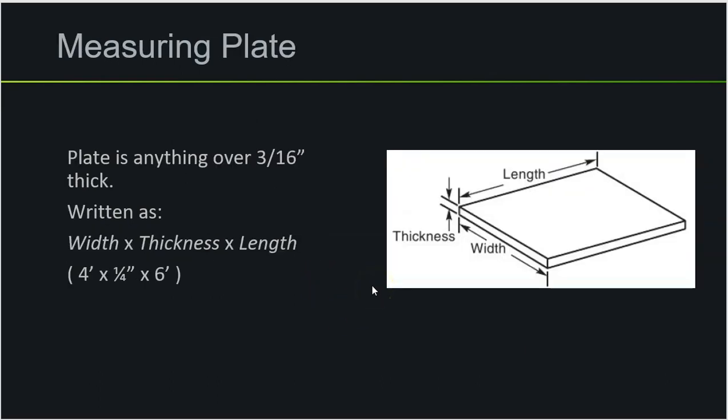And so how we measure this is we find the width, and then we measure the thickness, and then the length. Typically I've always seen the shorter side is considered the width, and then the longer side is considered the length. Here we have an example where the width in this case would be 4 feet, the thickness is 1/4 of an inch, and then the length is going to be 6 feet. Plate steel normally comes around this size. It can come a little bit smaller, but not too much smaller. This is basically used for big projects.